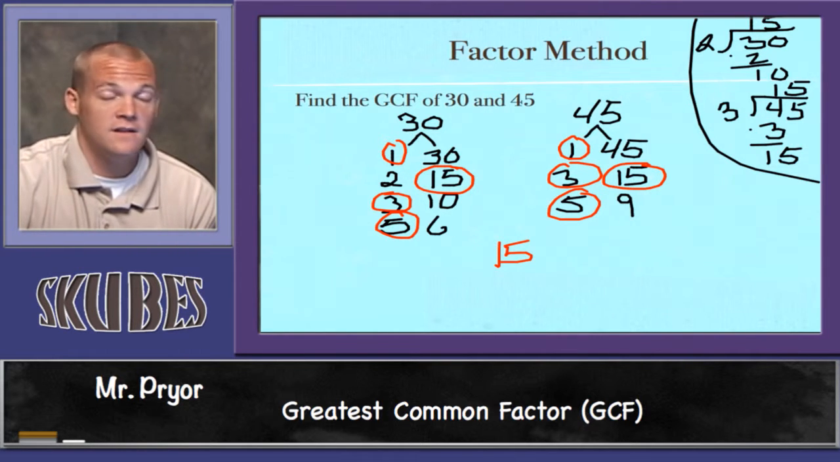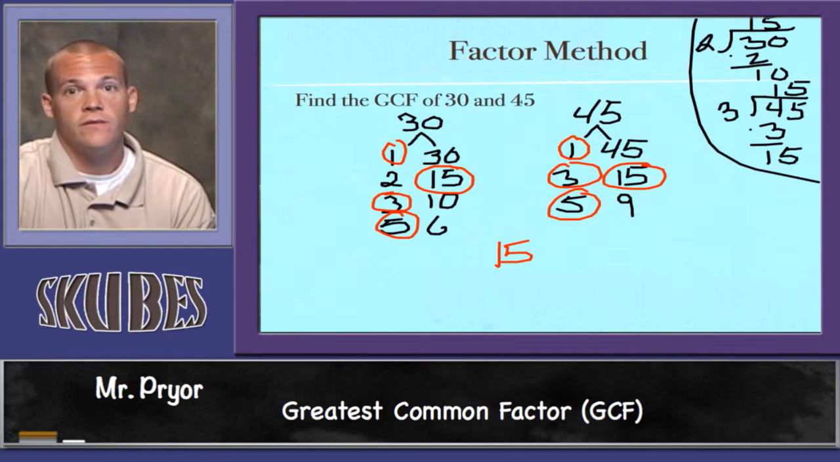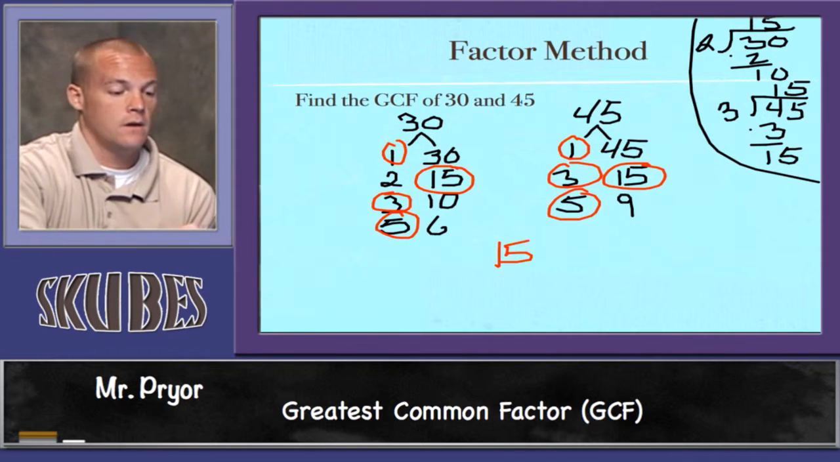And that's a nice, easy way. It is a bit timely. It does take a moment. However, if you do it correctly, you're sure to always find your greatest common factor, no matter what.